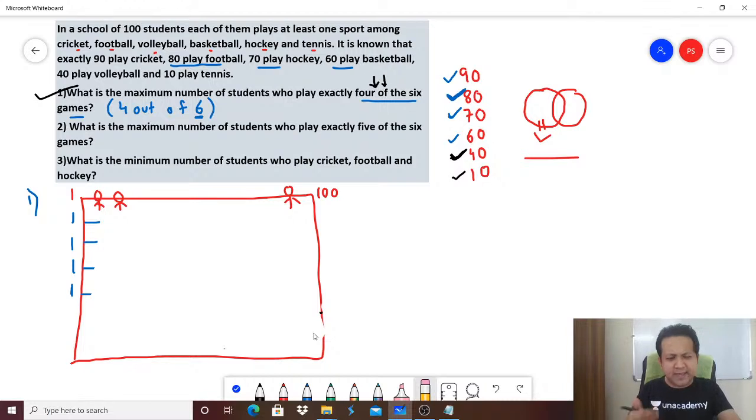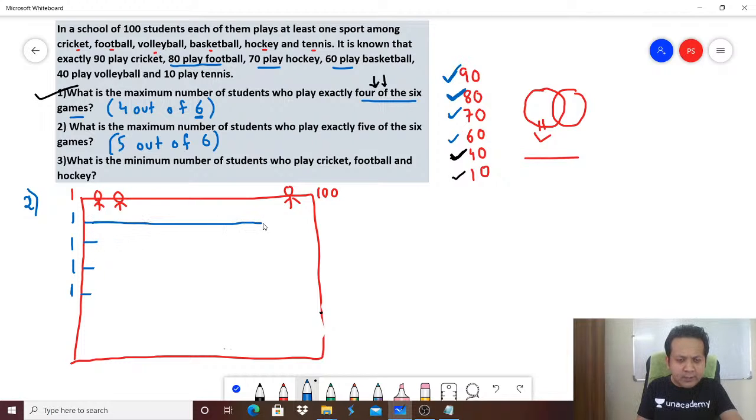So it's very simple. Again, the logic is this time you will draw the lines in such a way that exactly 5 out of the 6 lines will overlap. Exactly 5. Let's draw. First line, 90 units. So absolutely no problem. 1 to 90, I can draw a line.